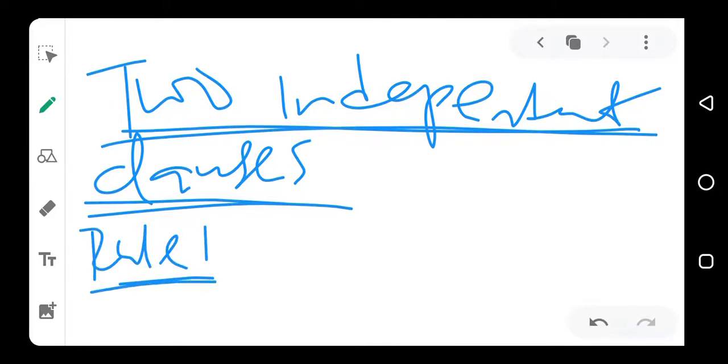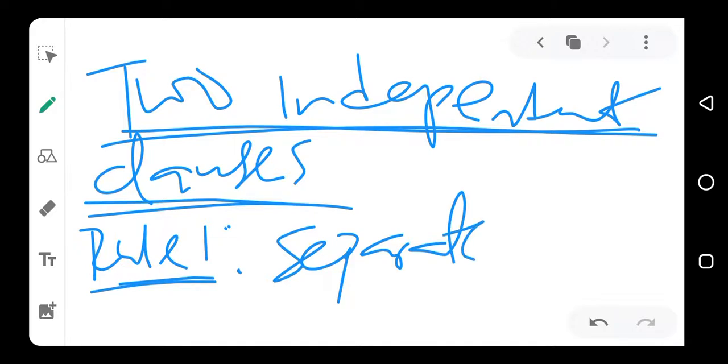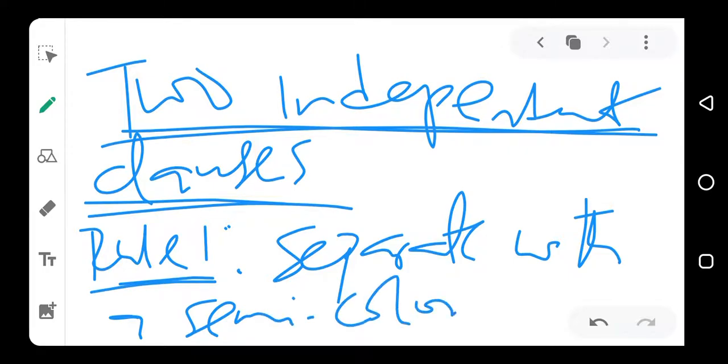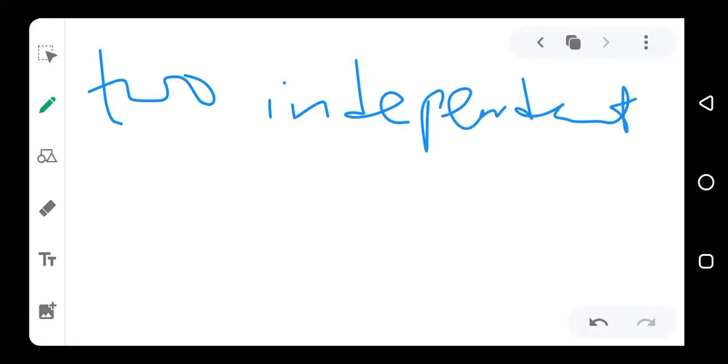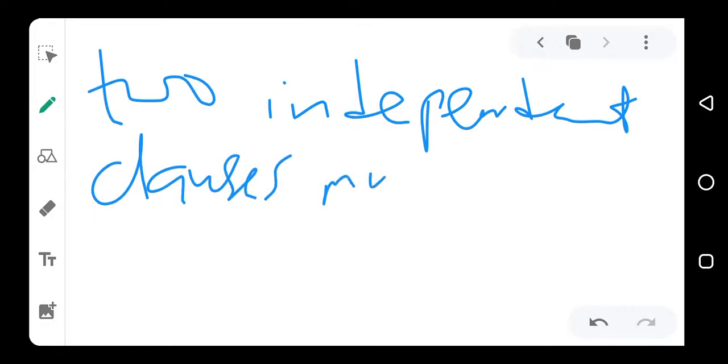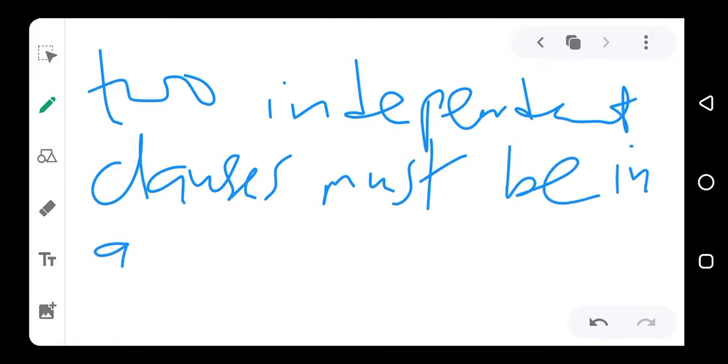Rule 1: separate with a semicolon if the two independent clauses must be in a single sentence.